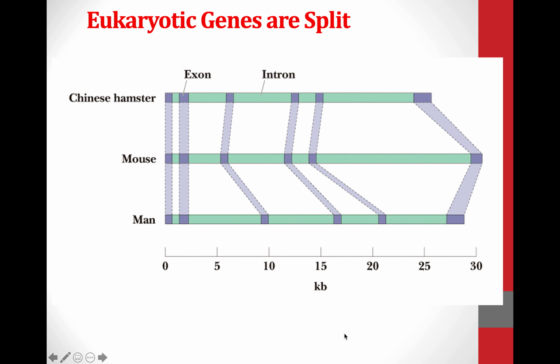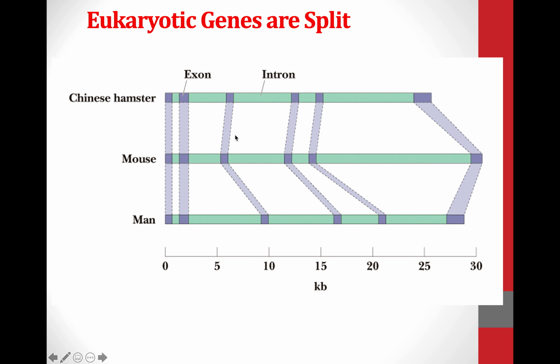Okay, so this is what I was talking about. This is a comparison of how the genes are split between exon and intron. I actually forgot which gene this is, but this is from the same gene, where the positions of the introns vary. So the coding region, the exons, is similar.